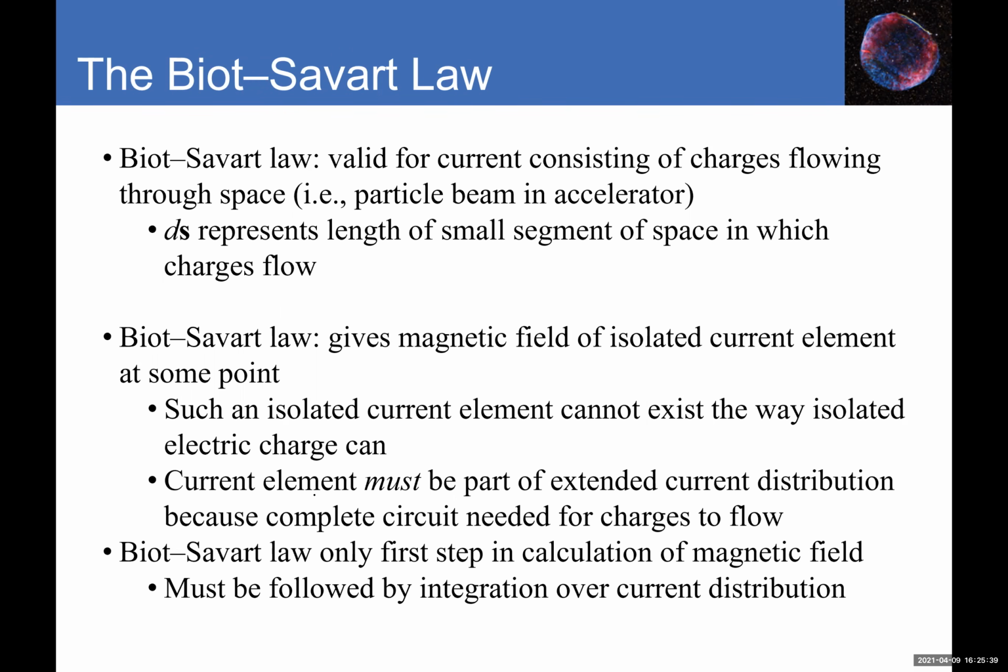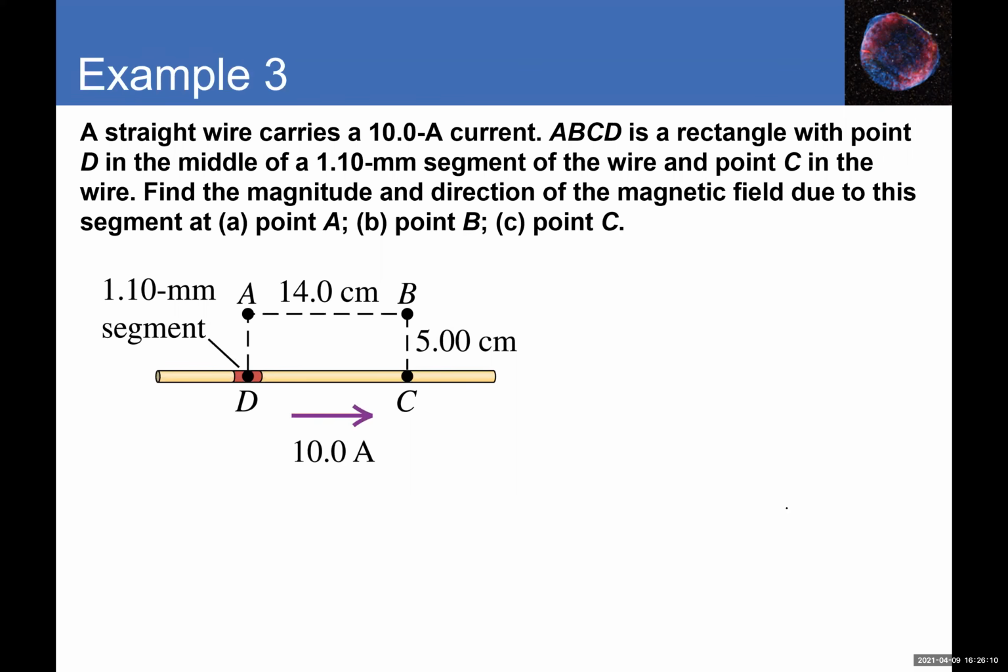Remember, the difference here is you can have an electric field even if the charge is stationary, but you cannot have a magnetic field unless the charge is moving. That's one of the important things. For us, the current is defined as the flow of charges. That's why, in order to have a magnetic field, you need to have a current. That's the biggest difference between those.